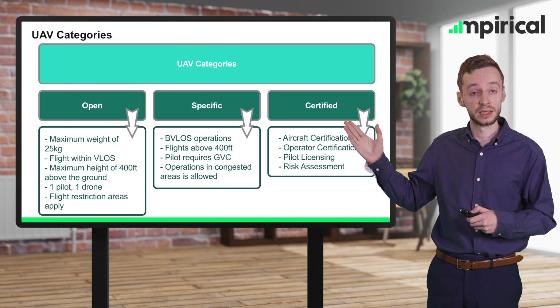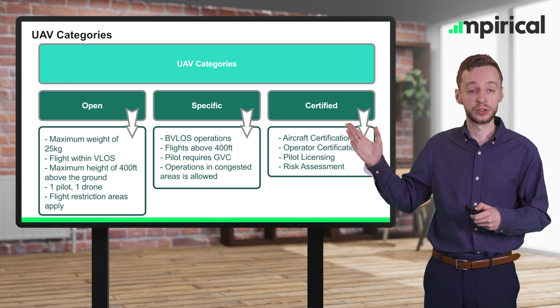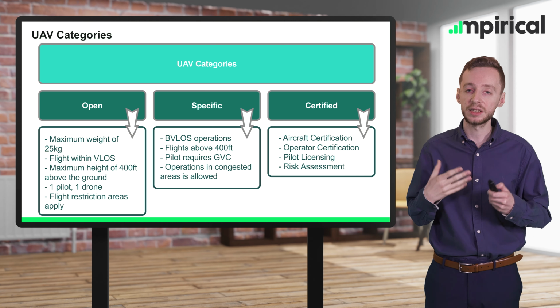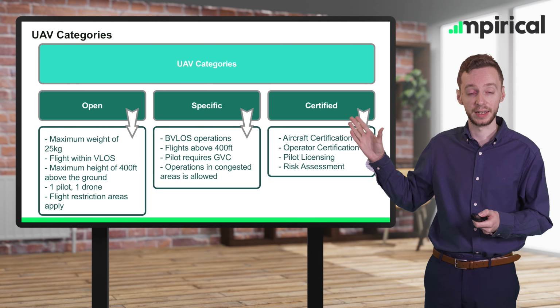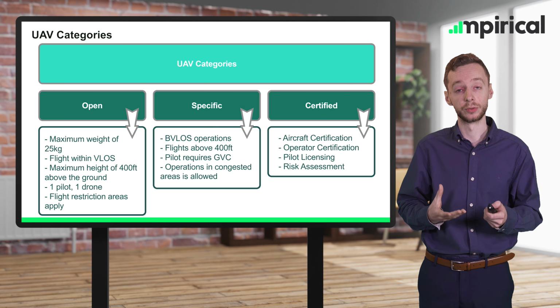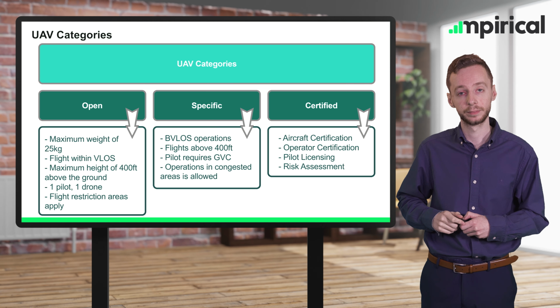So this could be for entertainment purposes. We could be using our drone on a predefined route. We've identified a risk assessment process which can be applied to that, and we specify this is the level of risk of us using this route on a continuous basis.